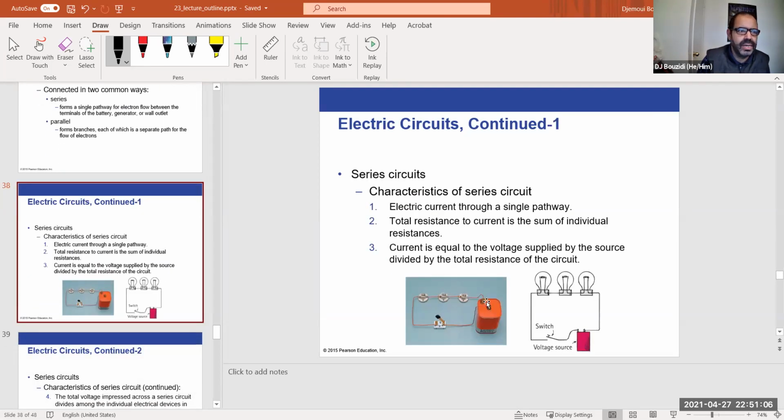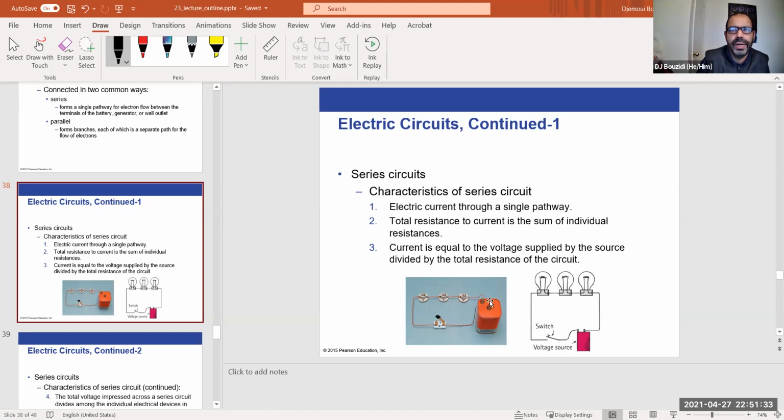This is a series, as you can clearly see. I leave the battery, go to this light bulb, jump from the other side of it, and go to the next light bulb, then jump from it. If I am a charge moving, I go through the first light bulb, the second, the third, and then come through the switch in here, which needs to be closed for the charge to come back into the battery. The minute the charge closes the circuit, it has to continue in this fashion.